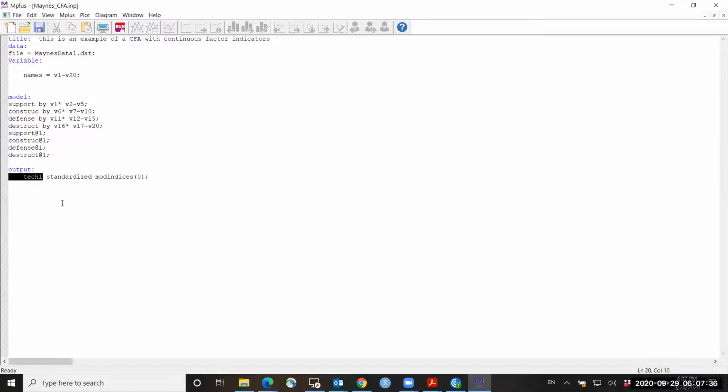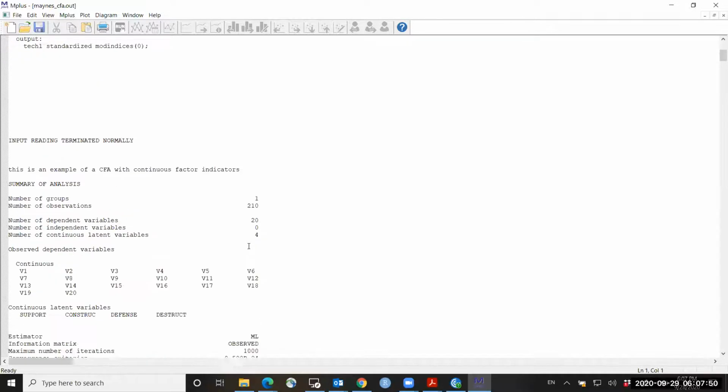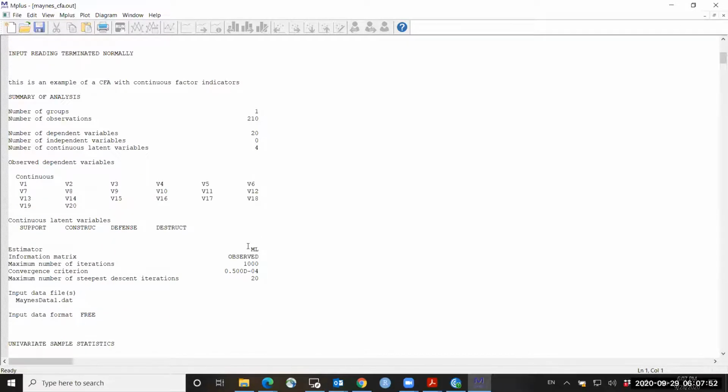Tech1 just gives parameter numbers. It is only really helpful for simulation studies. And model indices give modification indices. So I'll run this, and let's look at model fit.